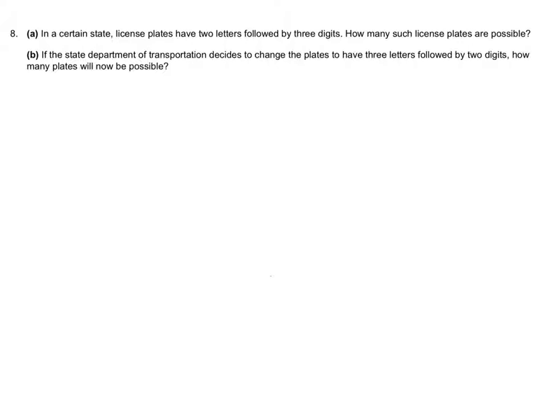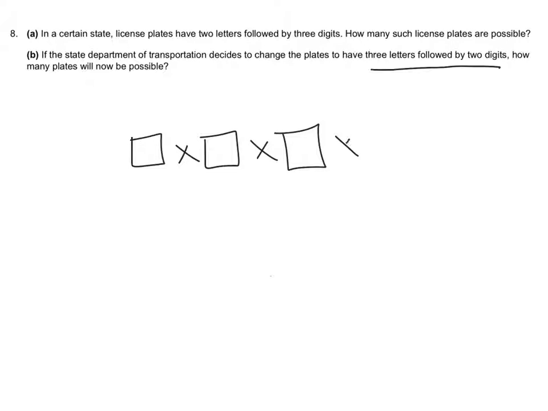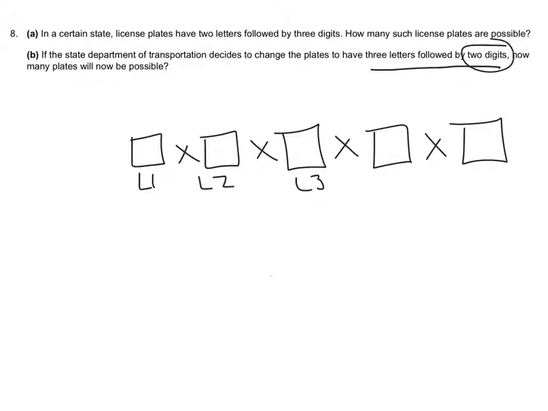Now I'm going to move on to part B. Part B says that the Department of Transportation decides to change the plates to have 3 letters followed by 2 digits. And we want to know how many plates will now be possible. So I still have 5 different tasks, but the first 3 tasks will be to choose letters. So I have L1, L2, L3. And then those letters are followed by 2 digits, digit 1 and digit 2.